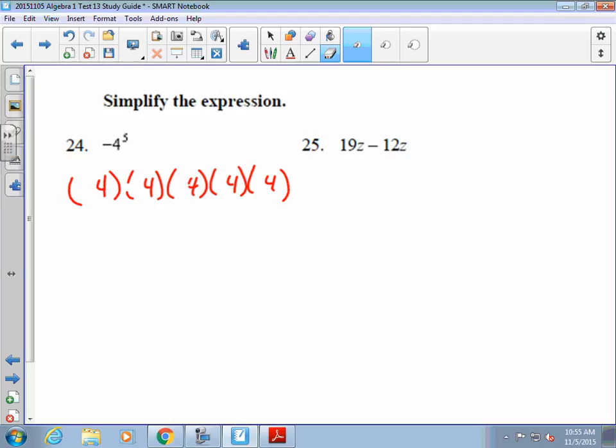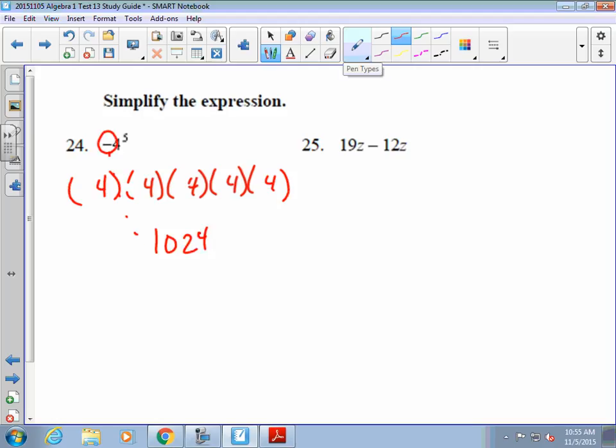And when you raise 4 to the 5th power, you get 1,024. So 1,024. Then the negative comes down in front of it to make it negative 1,024.